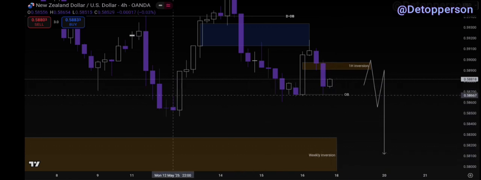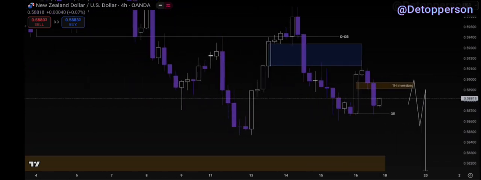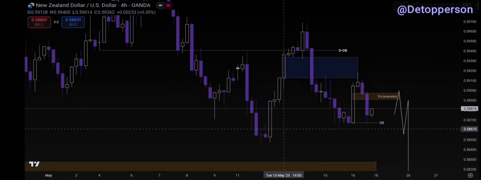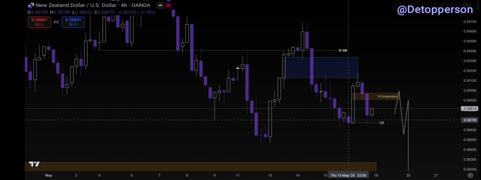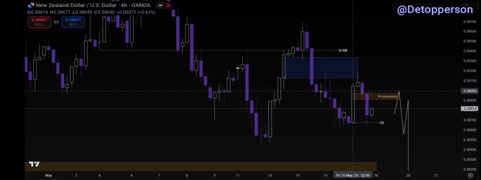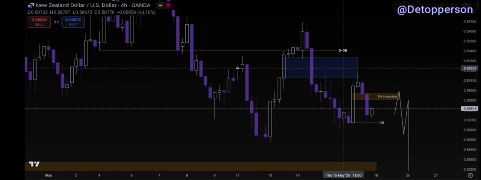Now don't forget we are inside this key level right here, which is a fair value gap. You can see the way price reacted when it got to it. It expanded. Same thing with AU. It expanded, and when it got to this level, price started drawing down.